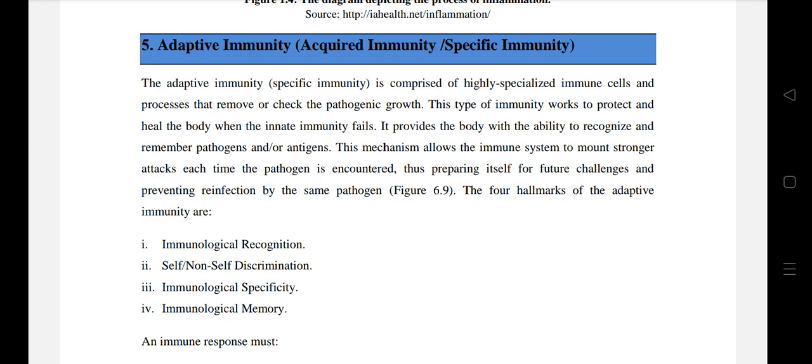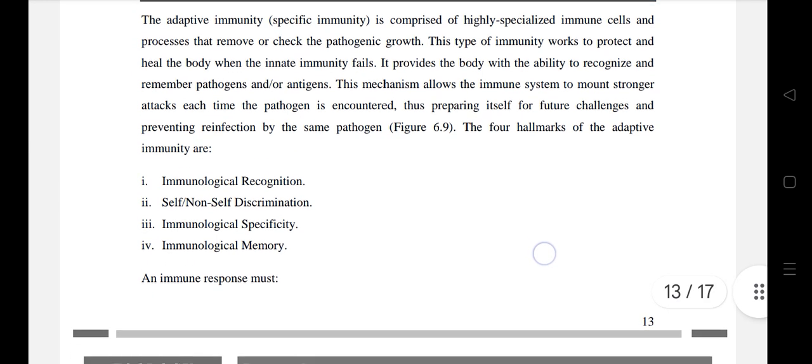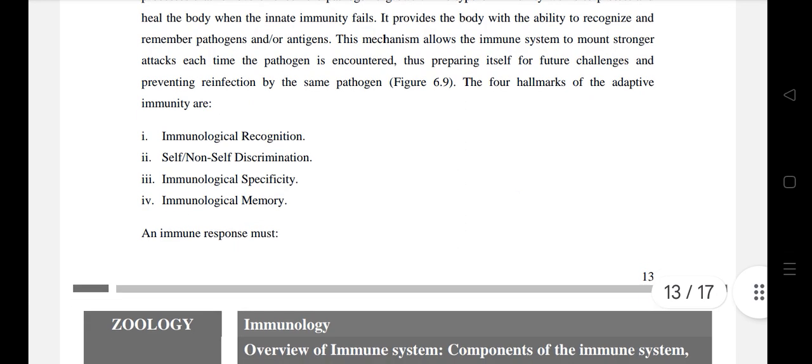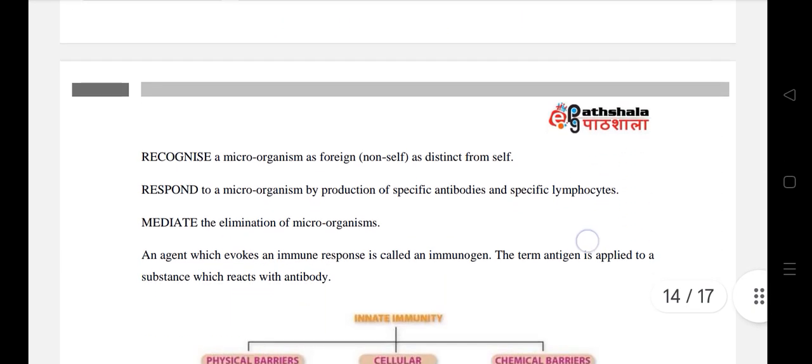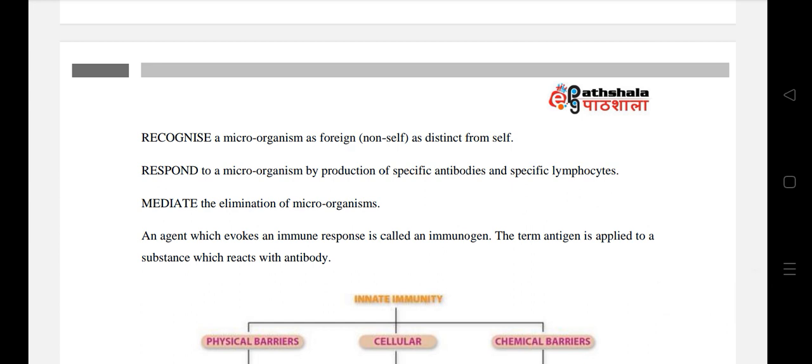The four hallmarks of the adaptive immunity are immunological recognition, self non-self discrimination, immunological specificity, and immunological memory. The immune response must recognize a microorganism as foreign or non-self as distinct from self, respond to a microorganism by production of specific antibodies and specific lymphocytes, and mediate the elimination of the microorganism.